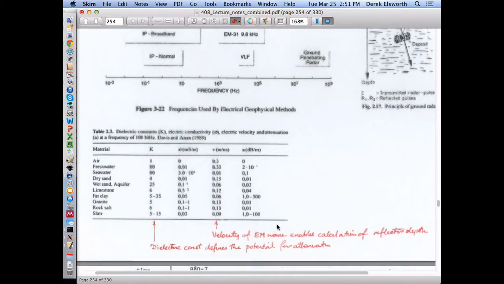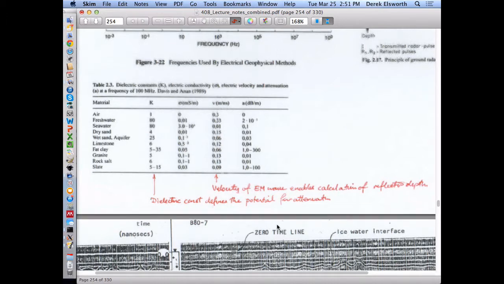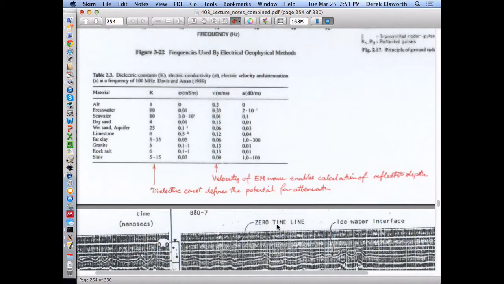So the two features that are important are the dielectric constant and the velocities. The dielectric constant allows you to get a reflection from some contrast between two beds, or between a plume and the uncontaminated material outside it with a different dielectric constant. That allows you to get a reflection.